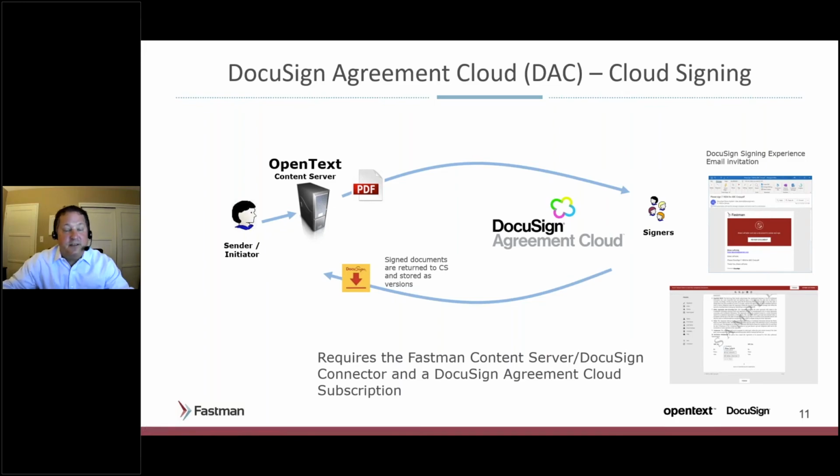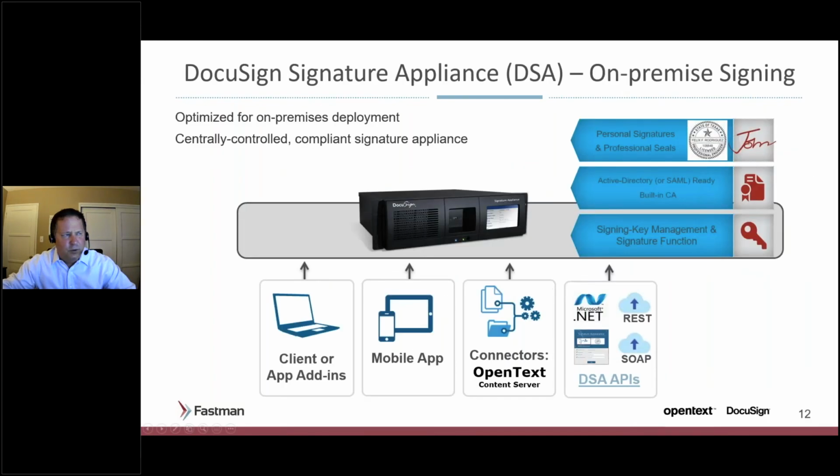It can be very fast to deploy the solution too. And this requires just the Fastman Content Server DocuSign connector with a subscription to the DocuSign Agreement Cloud. But again, you can send documents out from Content Server. You can live within Content Server, initiate it. People can sign using the DocuSign workflow. And the nice thing is the documents will leave the cloud and come back to your repository in Content Server. That's the big value right there. We're going to show that shortly too.